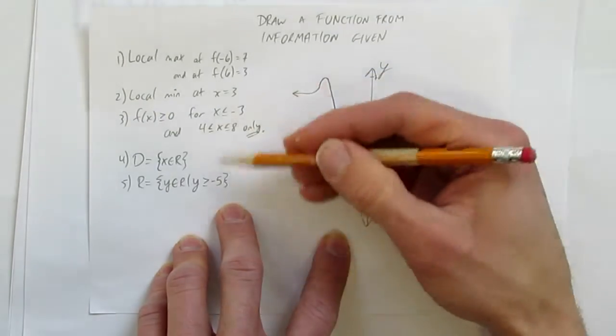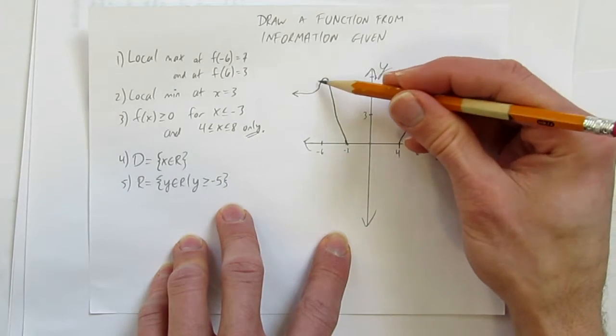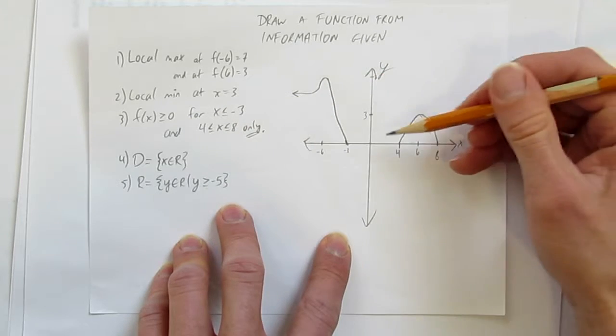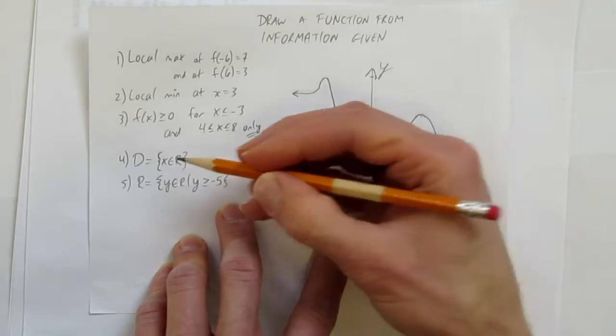Hopefully that's going to be right. I'm going to have to check it all again at the end. Let me just check this now. When x is less than negative 3, you're above the x-axis. Yep. And between 4 and 8, you're above the x-axis. Sounds good. Okay, next criteria.